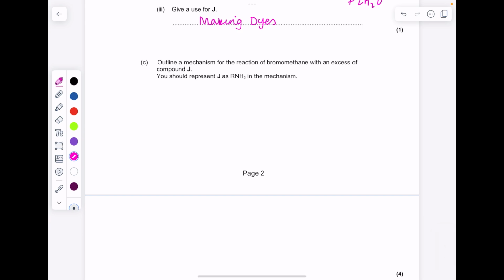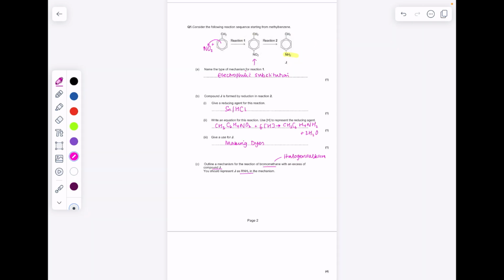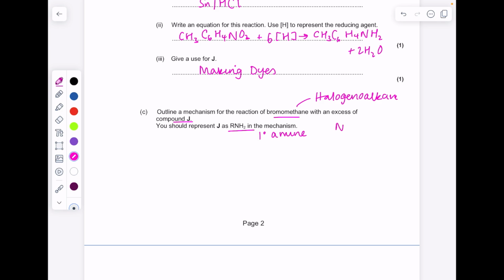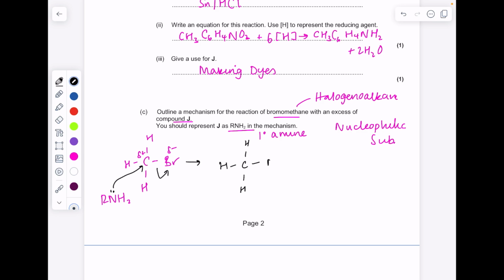Outline a mechanism for the reaction of bromomethane with an excess of compound J. You should represent J as this. So here's our halogenoalkane. J we know is a primary amine, so we know it's going to be nucleophilic substitution. I don't think this one's too complicated, particularly as we're allowed to represent J as RNH2. That carbon there is slightly positive, that bromine is slightly negative. We have a lone pair on that nitrogen that will attack this carbon, breaking this bond. We need to deprotonate.